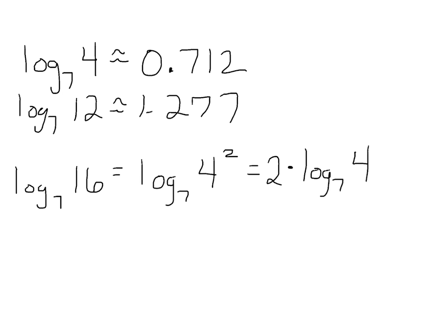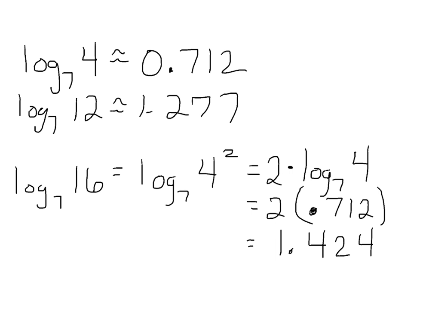What number is the log base 7 of 4? What number should go in those parentheses? It says it in the directions. 0.712. So I multiply those together. So 2 times 0.712, and I get 1.424. So that's my final answer.